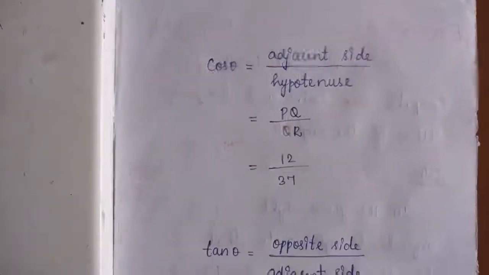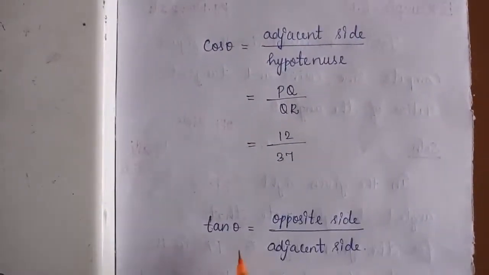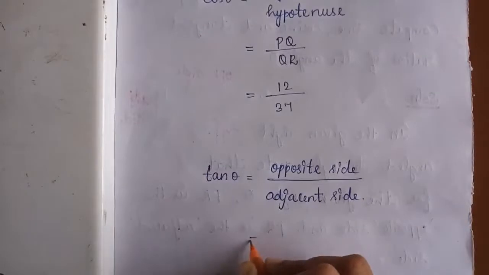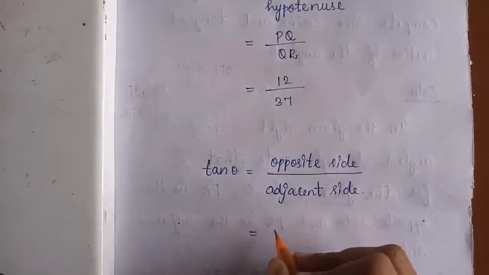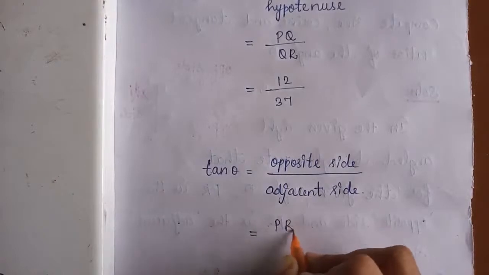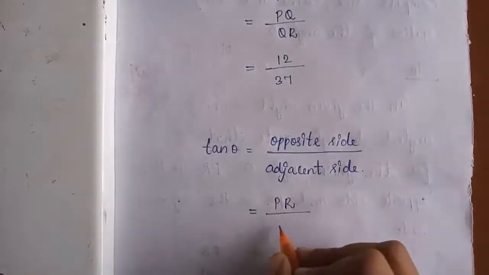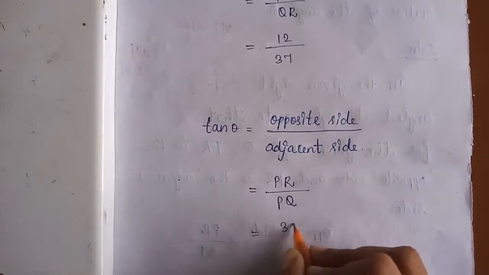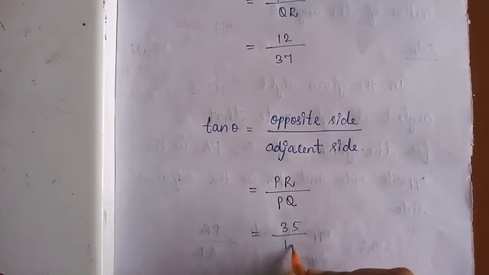Next, we have to find the tan theta value. So tan theta is equal to opposite side by adjacent side, which is nothing but sin theta by cos theta. So opposite side is PR divided by adjacent side is PQ, which is equal to 35 divided by 12.